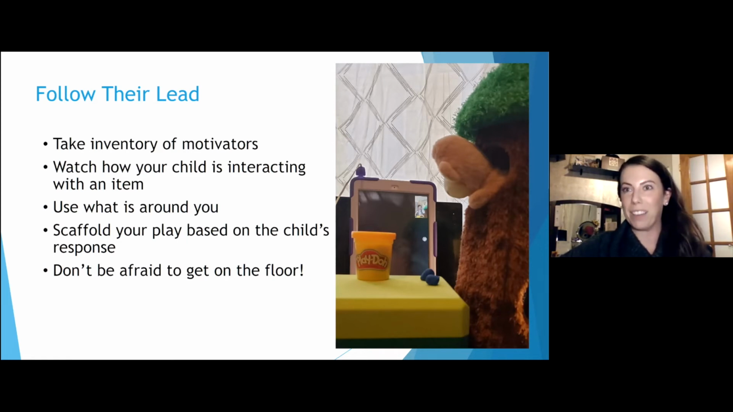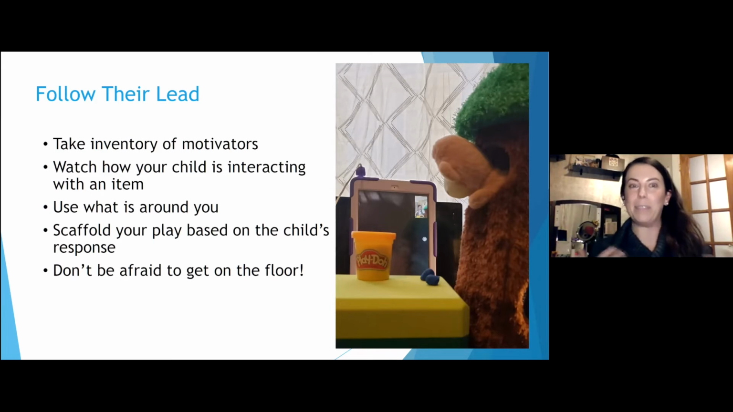Don't be afraid to get on the floor. Don't be afraid to be silly. You are supposed to be the most exciting thing within the room for your child. And sometimes that's hard, especially when we're battling with maybe the attention from the iPad or we're through a computer screen. But trust me, it can happen and you can do it.